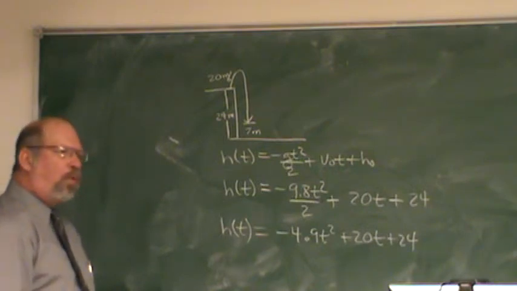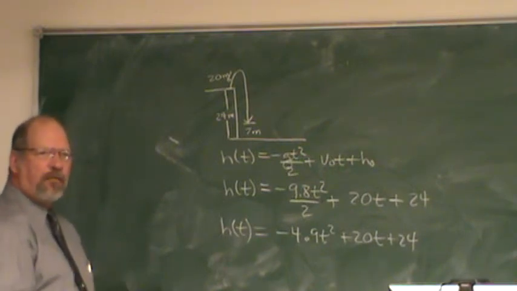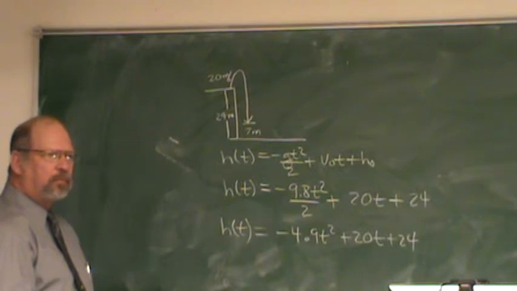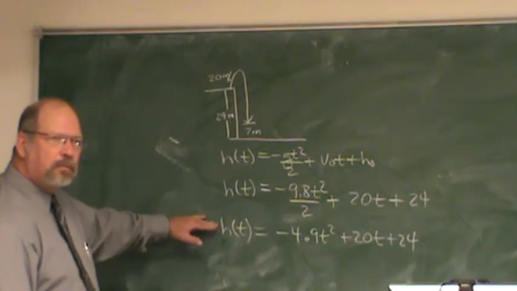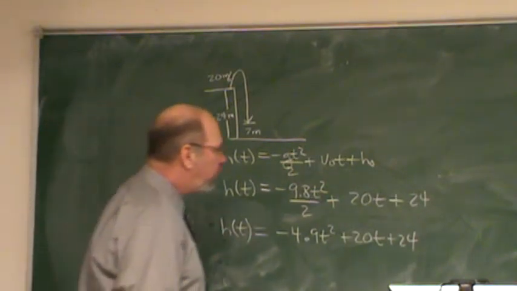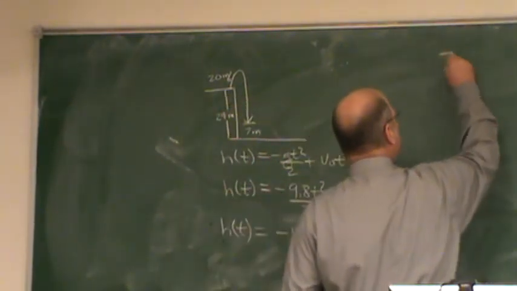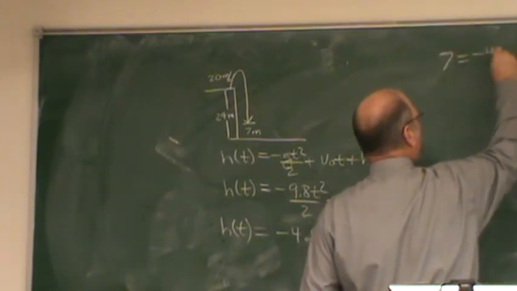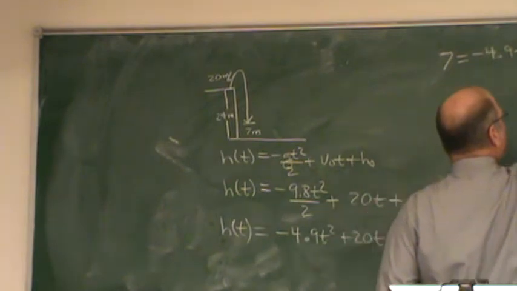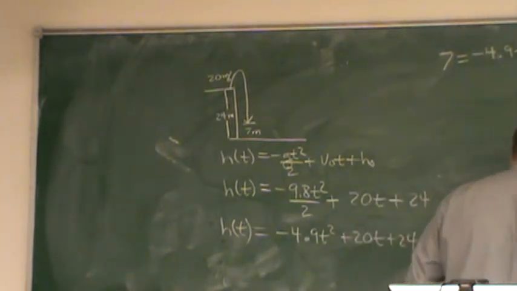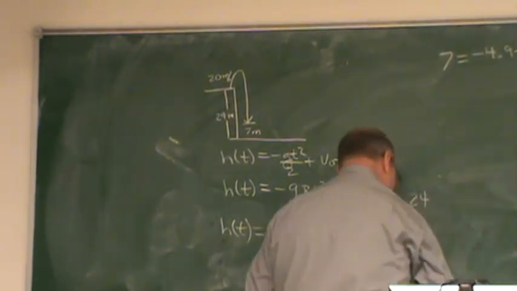Now, they want to know, when is the rock 7 meters from the ground? Yes? Remember, this gives you the measurement from where? From the ground, yes? So, to finish this problem, we're going to say that 7 equals negative 4.9 t squared plus 20t plus 24.